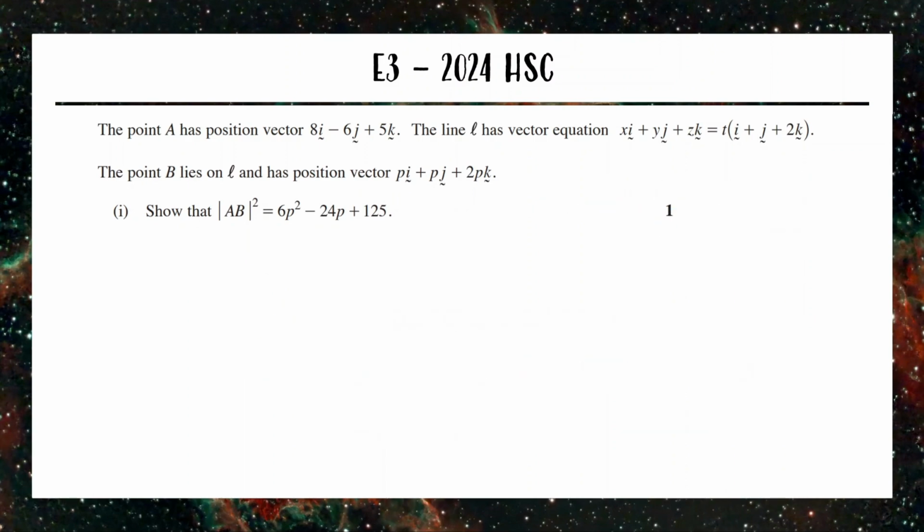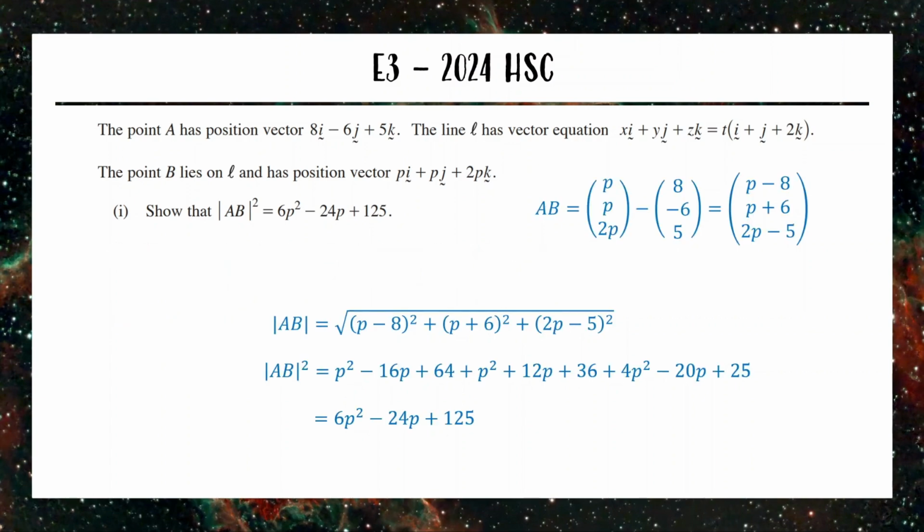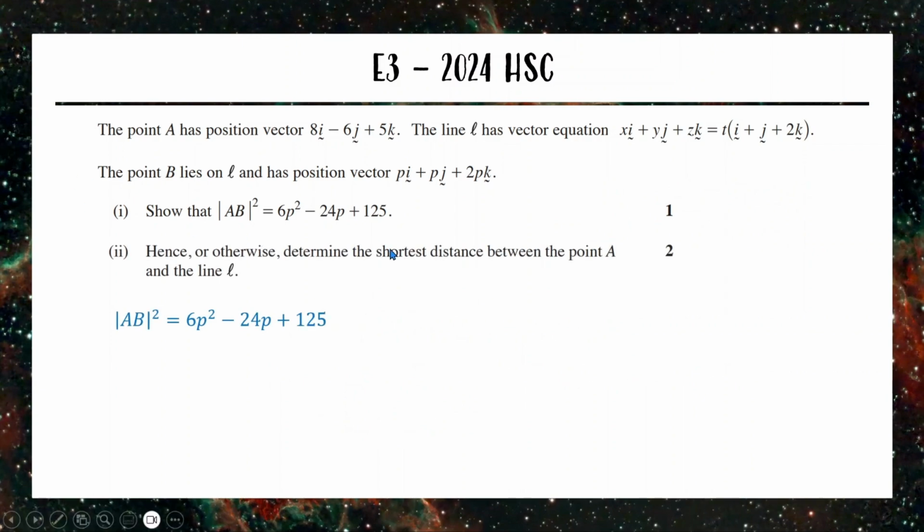Now we have that, we can move on to part 2, which is: hence or otherwise, determine the shortest distance between the point A and the line L. Point B lies on the line L, and we've already got an expression in part 1 for the distance from A to B. So question 1 is already done for you, the expression of the shortest distance from A to B. Here's our expression. A is a point and B is on the line, so the distance between A and the line is given by part 1.